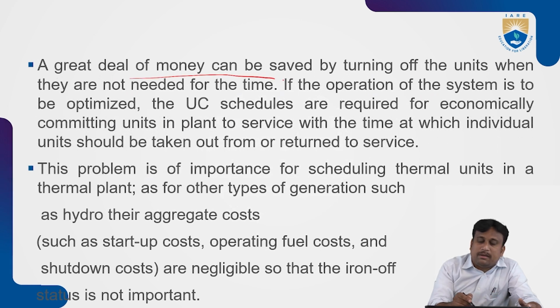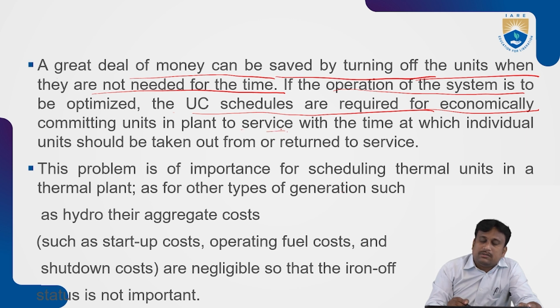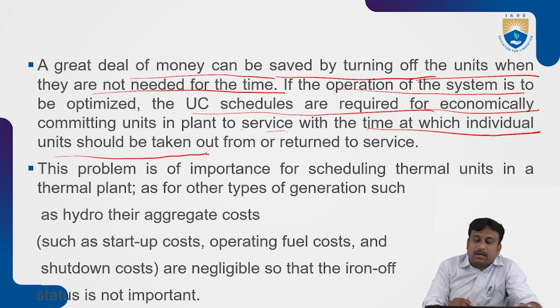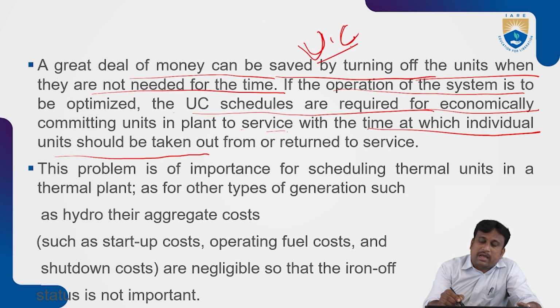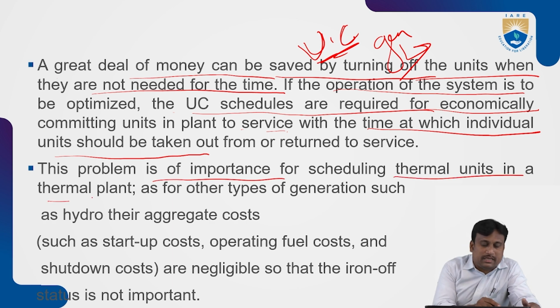So a great deal of money can be saved by turning off the units when they are not needed for the time required. If the operation of the system is to be optimized, the unit commitment schedules are required for economically committing the units in the plant to the service, with the time at which each individual unit should be taken out from or returned to service. So that's why unit commitment is scheduled according to the generator functionalities, whatever the number of generators. This problem is of importance for scheduling the thermal units in a thermal plant.